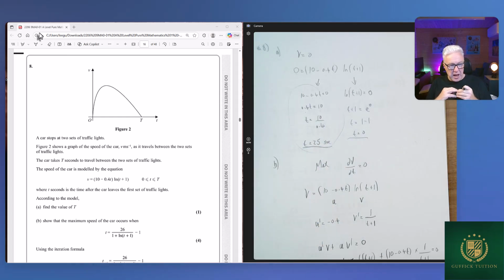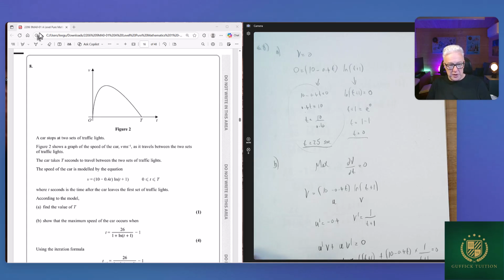Okay, that's part A done for 1 mark. Oh my goodness, sorry, that seems a lot of work for 1 mark, but there you go. Now, part B, this is a really awkward rearranging. So it says, show that the maximum speed of the car occurs when t is equal to 26 over 1 + ln(t + 1), minus 1.